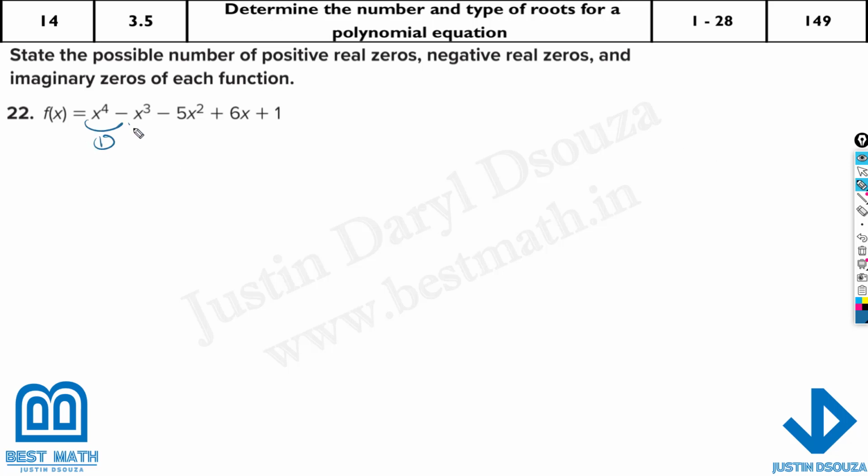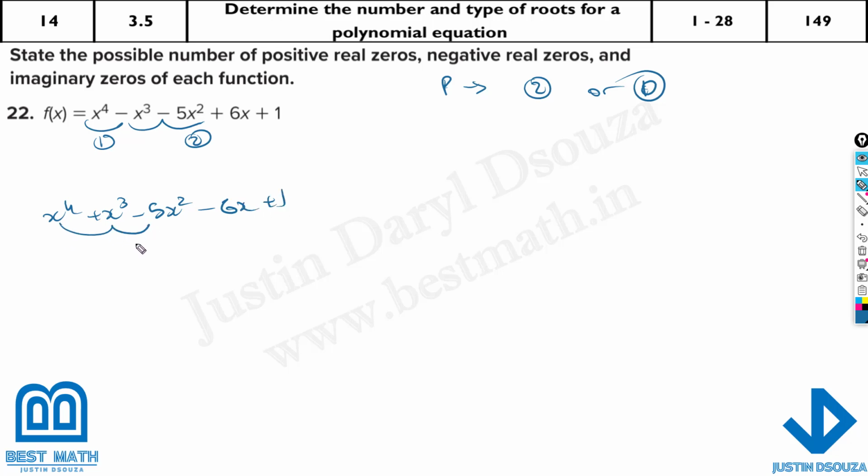Now what about this one here? It's one sign change, then again another one sign change. Positive real zero is 2 or 0. What about negative? So it'll be x power 4 itself, but this will change to x power 3 because sign changes. Now this will remain the same, and over here it'll be minus plus 1. So same, but there is one sign change, and then there is again second sign change.